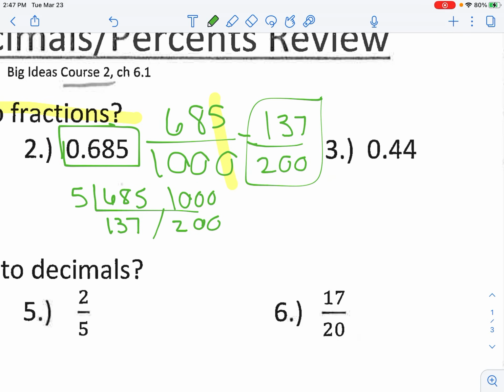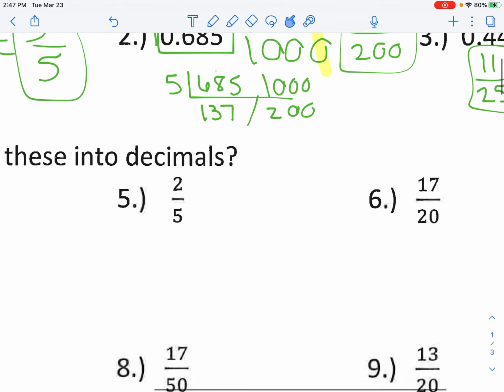Read your decimal, 44 hundredths. Write your fraction, 44 hundredths. That is not reduced to lowest terms. 44 divided by 4 is 11. And 100 divided by 4 is 25. So that fraction must be reduced to 11/25.